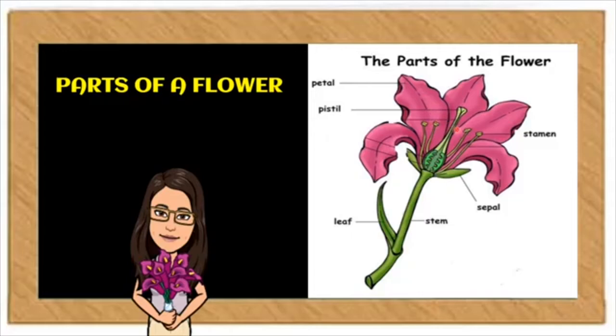Pistil is the green structure in the center of the flower, while stamen comprises the filament, the long structure, and the small structure together, which is known as the stamen. The sepal is the leaf-like structure at the bottom of the flower. The leaf and the stem are something which you are already aware of.